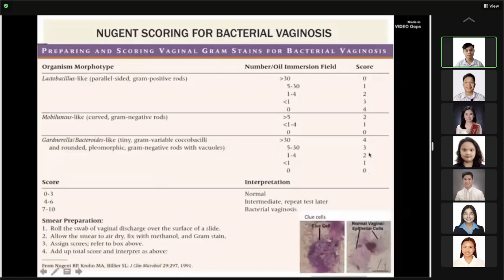You will add up all these. The final score can be from 0 to 10. The higher the score is, the more likely bacterial vaginosis for the final interpretation.